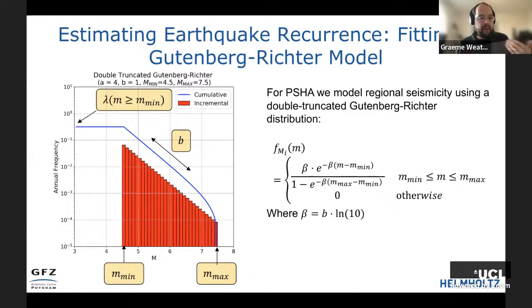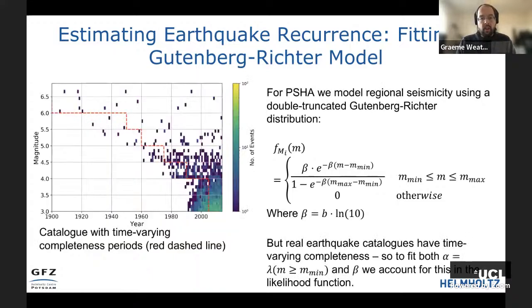We also have the parameter that describes the rate of earthquakes above a given minimum magnitude, and the ever important b value, the one that describes the relative proportion of smaller to larger magnitudes. But when we estimate the Gutenberg-Richter model, we have to account for the fact that real earthquake catalogues have a time varying completeness and sometimes also spatially varying completeness. When we fit these models using maximum likelihood techniques, we ensure that they account for this time varying completeness inside the likelihood function.